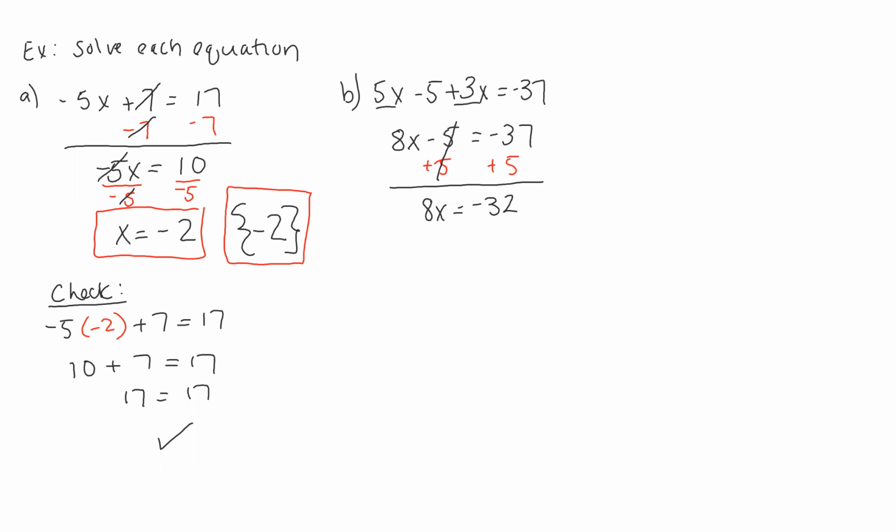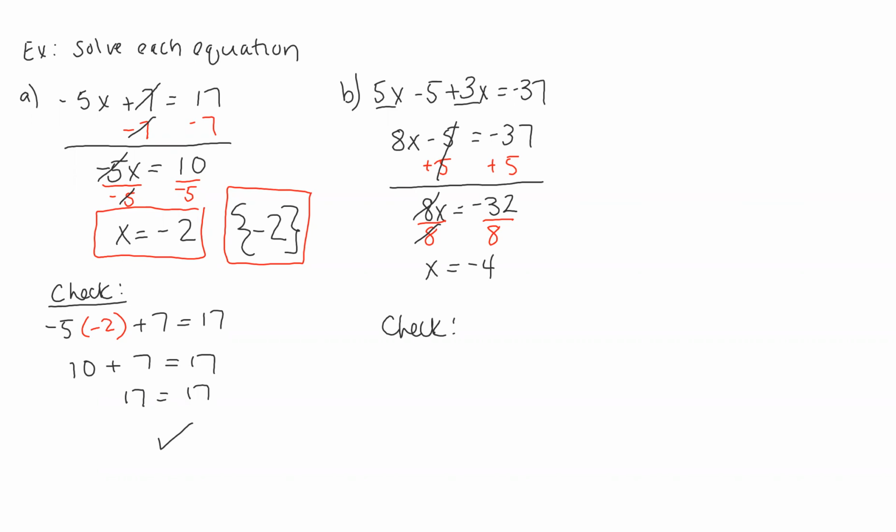So we're at that final step. We have a single variable term on the left, a single constant term on the right. The way we finally solve is we undo the multiplication of 8 and x. All right. Well, the 8's cancel. 8 divided by 8 is 1. 1 times x is x. And then on the right, -32 divided by 8 is -4.